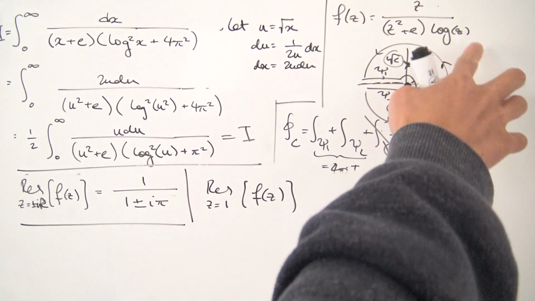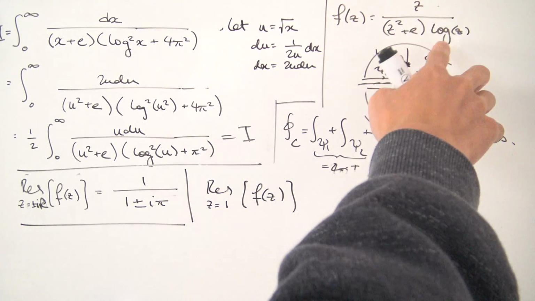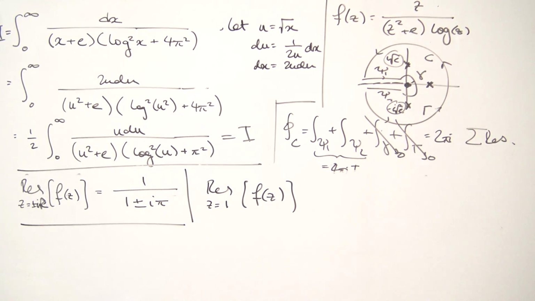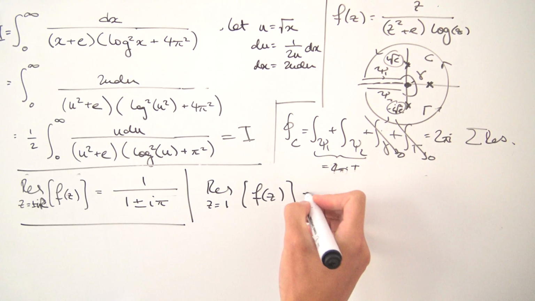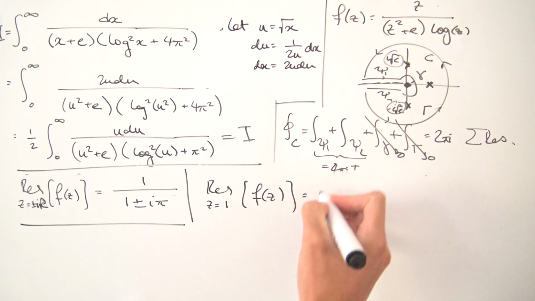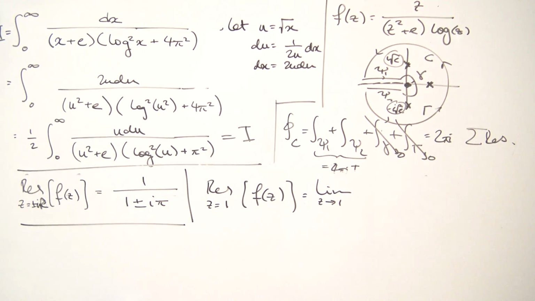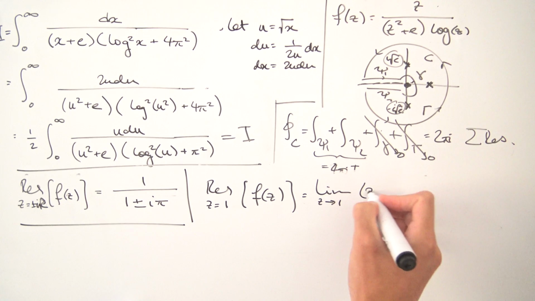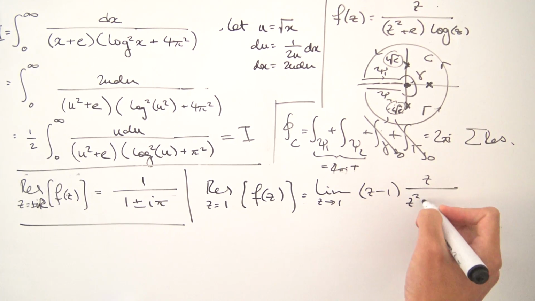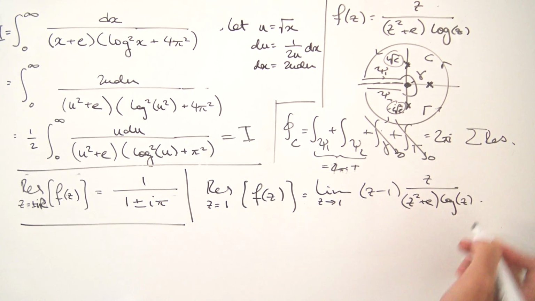So this is actually going to be a simple pole again. You can Taylor expand log if you want to, and you should get some kind of linear factor there. But yeah, let's just use the formula for poles, or simple poles rather. So this is going to be the limit as z approaches 1 of z minus 1 times our function, so z over z squared plus e, and then log of z.